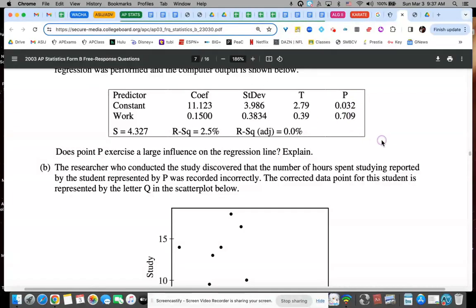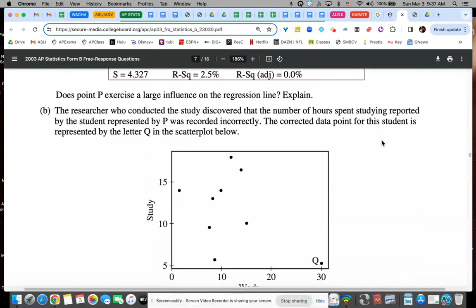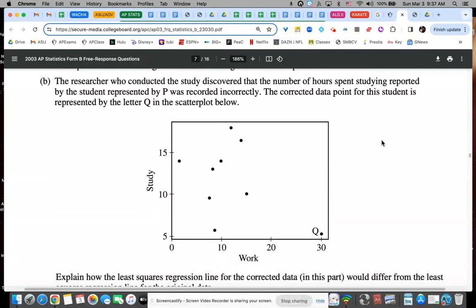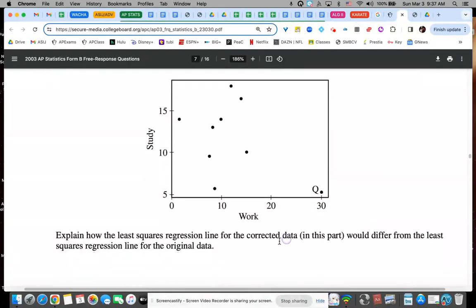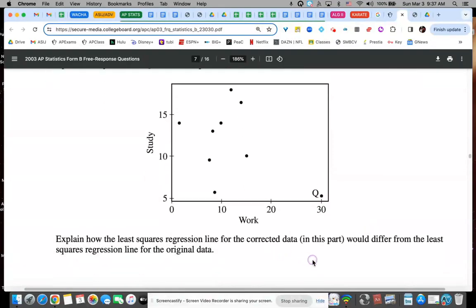All right, so that's the long answer to A. This is a number one question, so it really should be short and sweet, but I just want to explain everything thoroughly for you. Okay, part B. So now they say, oh, the point P really was a mistake. We fixed it, and now the real value Q has been put on the graph. And then they say, explain how the least squares regression line would differ from the original.